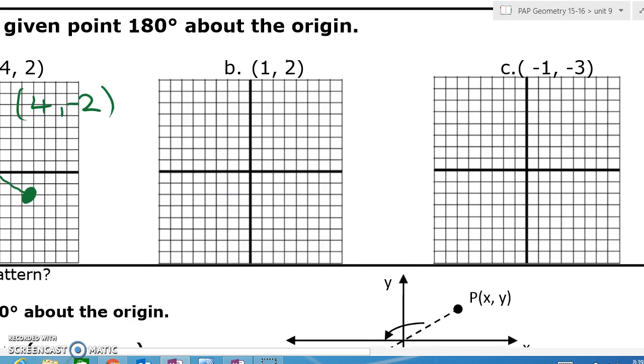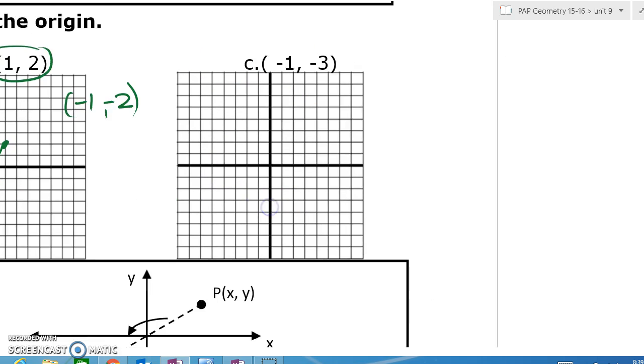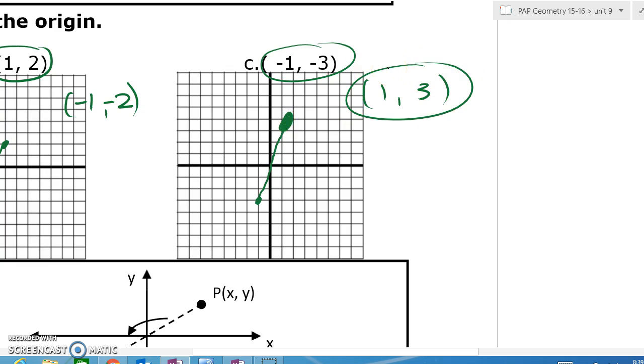So again, for a 180-degree rotation, we'll leave the original number orientation, 1, 2, and 1, 2 is here. 180 degrees will put us somewhere down here. Well, how do we get those numbers to put us in the third quadrant? That would be negative 1, negative 2, and that would do it. Okay, same thing here. Leave the original setup, 1 and 3, in the same order. So negative 1, negative 3 is down here. And 180 degrees would put us somewhere up here in the first quadrant. So that's just going to be all positive numbers.